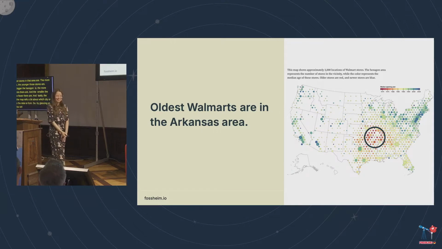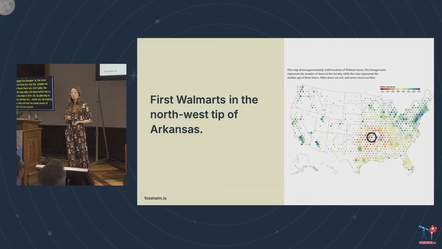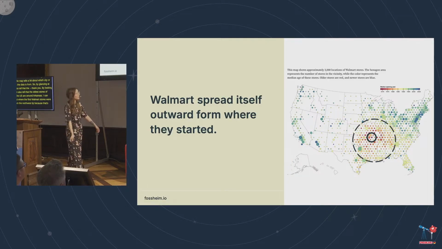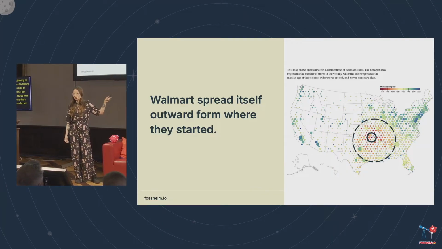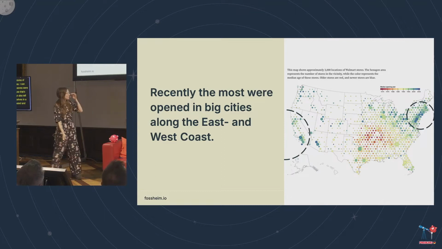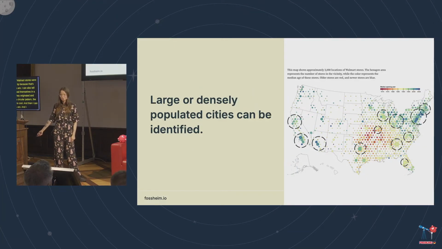By looking at this, I can also tell that the oldest stores of Walmart in the US are around Arkansas. I can even find out where the first Walmart stores were from. It's from the northwest tip, because that's where the darkest red colors are. I can also tell that the Walmart stores spread themselves in a radius starting from where they originated and went outwards, because in a circular pattern, the colors will gradually get more cool. Then I can also tell where the big cities are, and I can also tell that in the big cities on the East Coast and West Coast, it's where most recently most of the stores were opened.